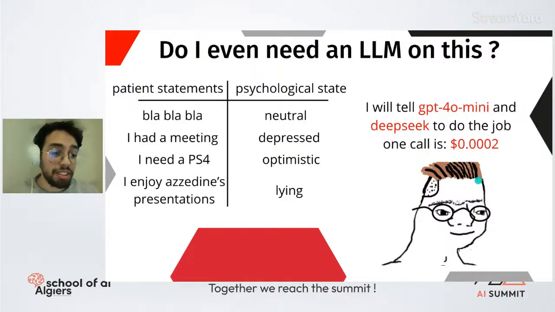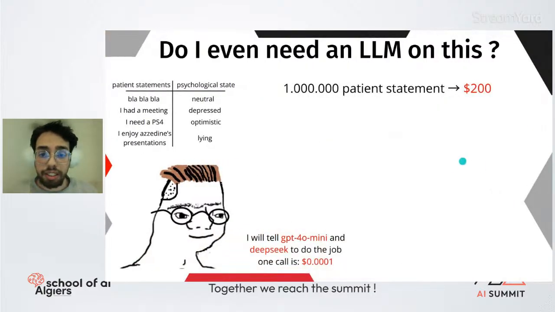So why not? I calculated the cost of one typical query for this use case, and it is 0.302. So why not? We are good. We are using LLMs cheaply. But this is very problematic, and you will see why. Because if you have 1 million patient statements, the cost will directly increase to $200.